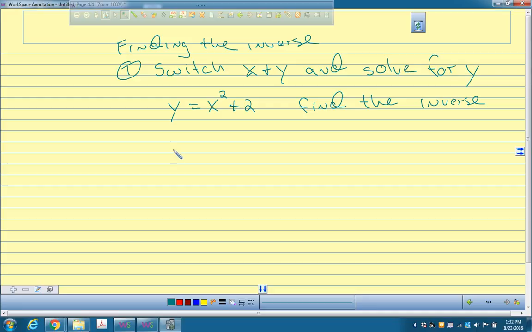Inverse. So what would I do? x equals y squared plus 2. Then what? Subtract 2. So you get y squared equals x minus 2, right? So y is equal to what? Aha, but there's two parts to it. There's a plus or a minus. Yes? Okay. Which one's the inverse?